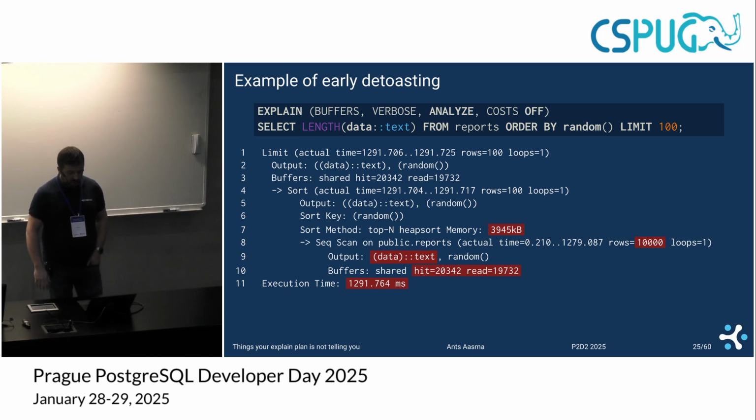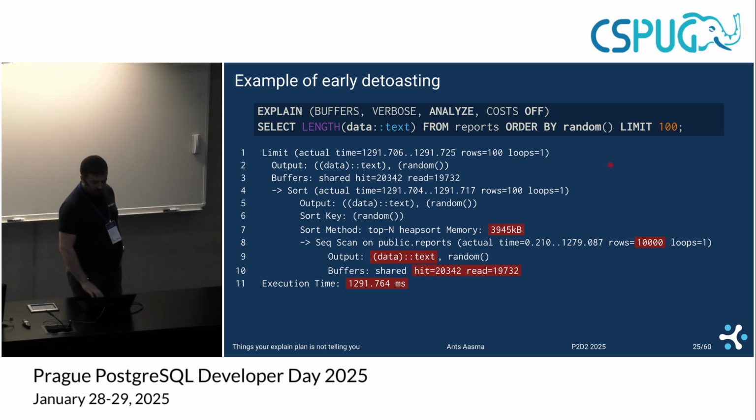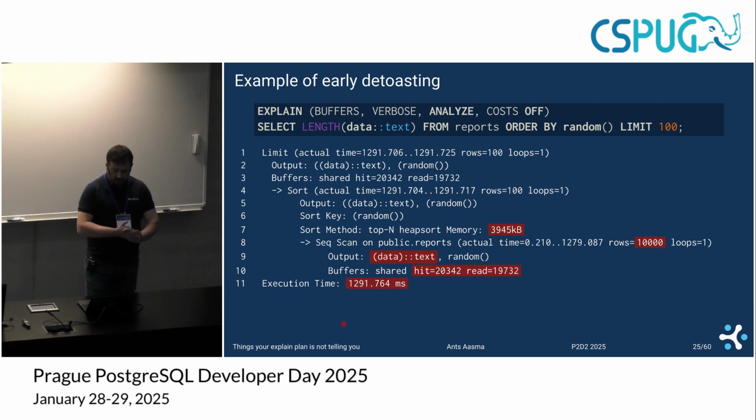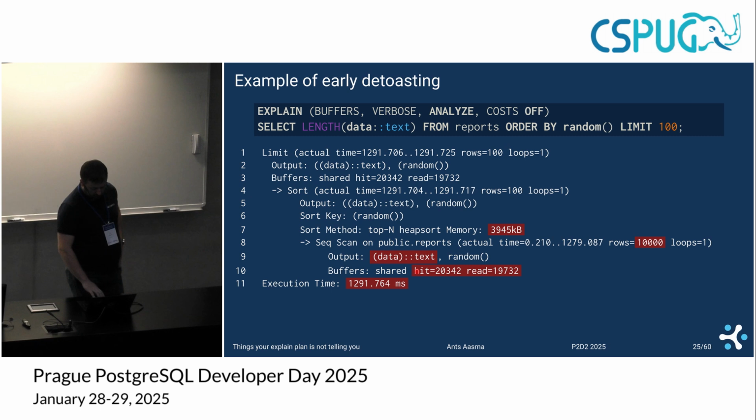So another example is here, where we are running a query that is just fetching from the reports table 100 random rows, and calculating the length of the data there. So we convert this data to a text format, which is just formatting it as JSON and then selecting the length of it. And this is taking now 1.3 seconds. And we needed 4 megabytes of memory to sort all of those rows.